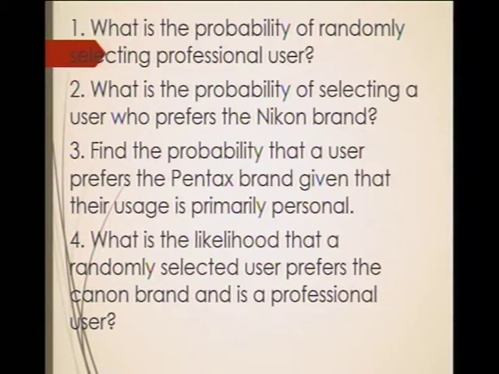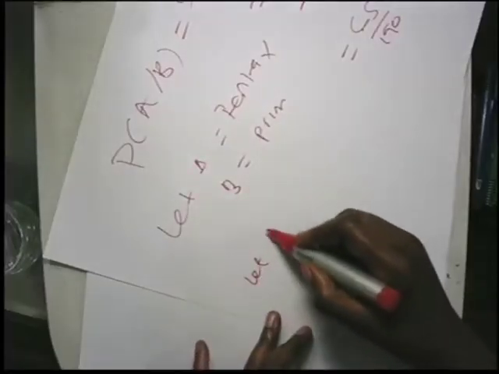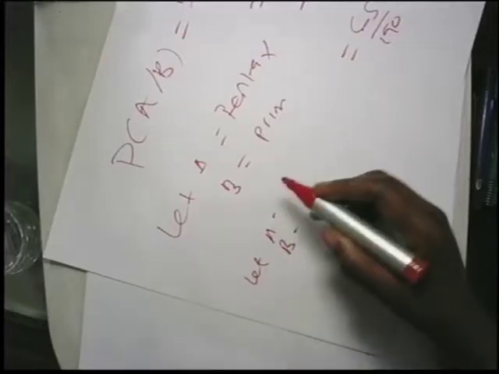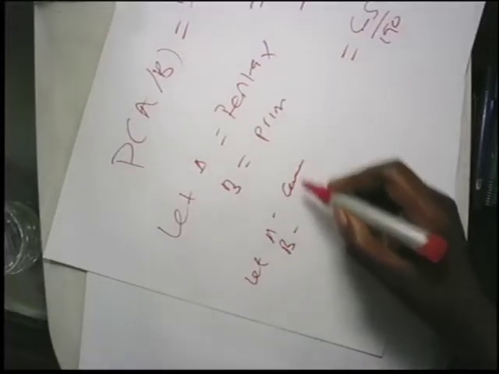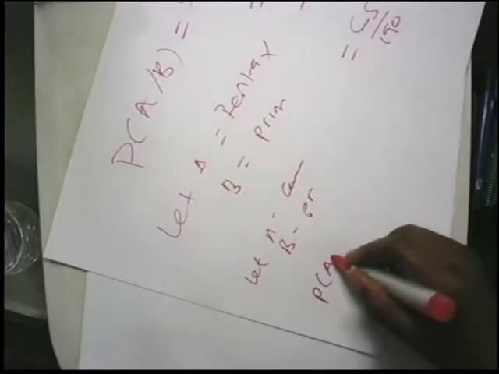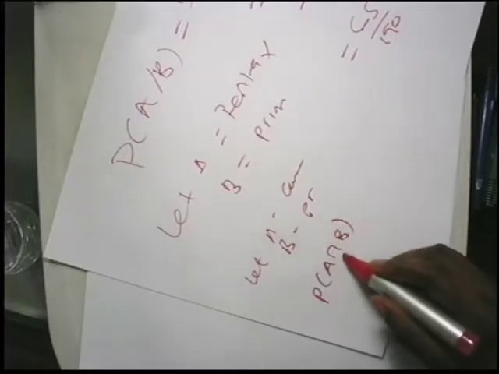Okay, and then number 4. What is the likelihood that a randomly selected user prefers the Canon brand and is a professional user? That "and" there shows you that this will be an intersection of two things. Then we start by letting A and B be something. Let A be Canon. Let B be professional.